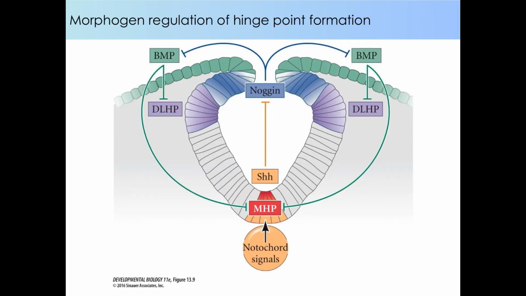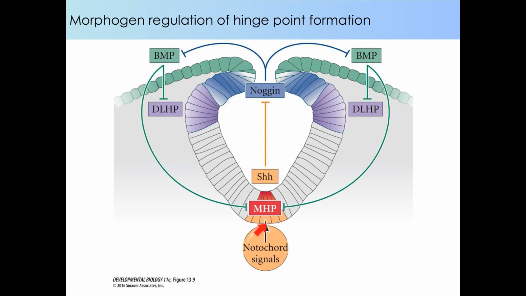This figure summarizes how different morphogens regulate the formation of hinge points. The epidermal ectoderm expresses and secretes BMP, which is shown here in green. But this BMP is inhibited by noggin, which is expressed by the dorsal neural folds. Now, since BMP inhibits the formation of the dorsolateral hinge points, the inhibition of BMP by noggin, that's secreted by the neural folds, allows these hinge points to form properly.